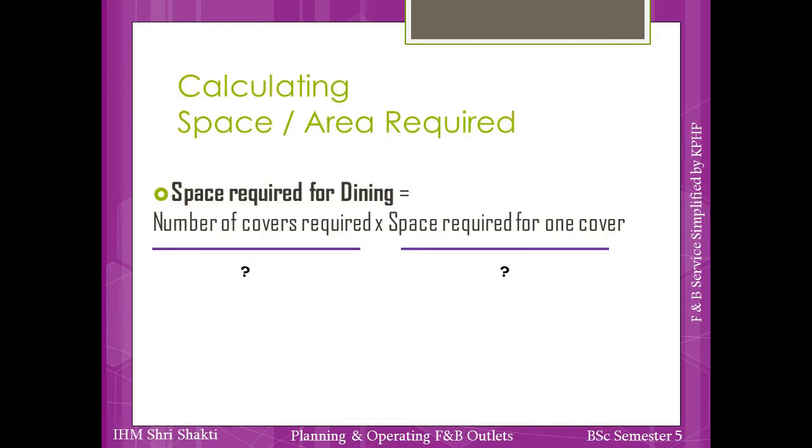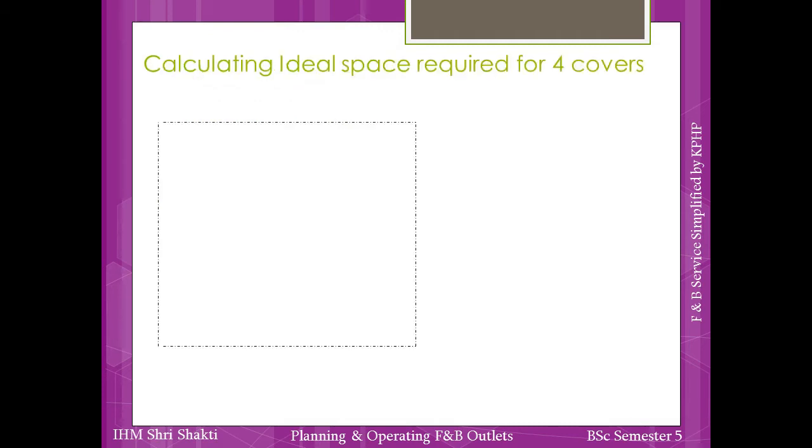Now once we go back and see this formula, the first element, which is the number of covers required, we know how to calculate, and we have done it. Now let's talk about the second element, which is space required for one cover. In this slide, we will calculate on average how much space we would need to set one cover. That consists of the moving area and the cover layout, the seating arrangement, everything.